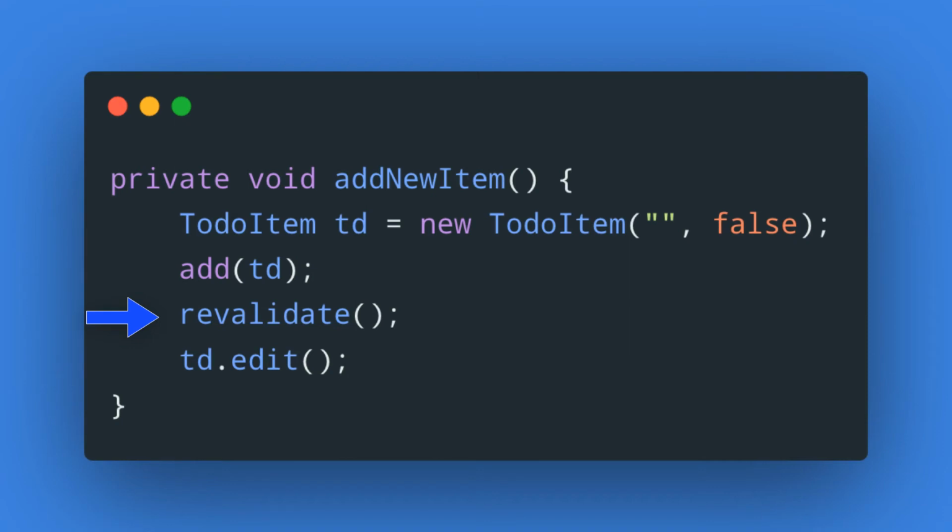Let's go back to the revalidate method for a second, as it's the most confusing part of this code. Why do we need it, and why doesn't Codename One revalidate every time we add an item? Revalidate is an expensive operation. If Codename One did it every time the UI changed, it would be very slow.